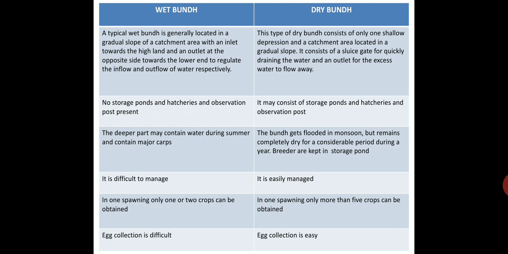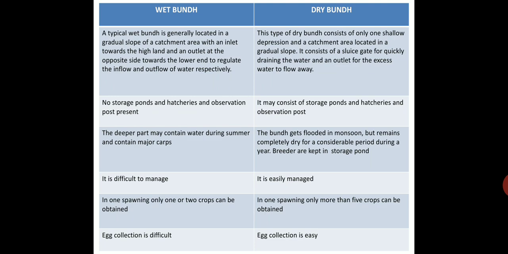In the dry bund, there is only one shallow depression and a catchment area located on a gradual slope. It consists of a gate for quickly draining the water and an outlet for the excess water to flow away. So this dry bund consists of a gate for draining the water and an outlet for the excess water to flow away.